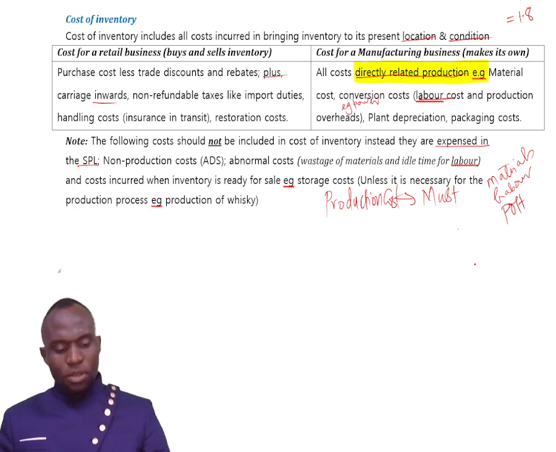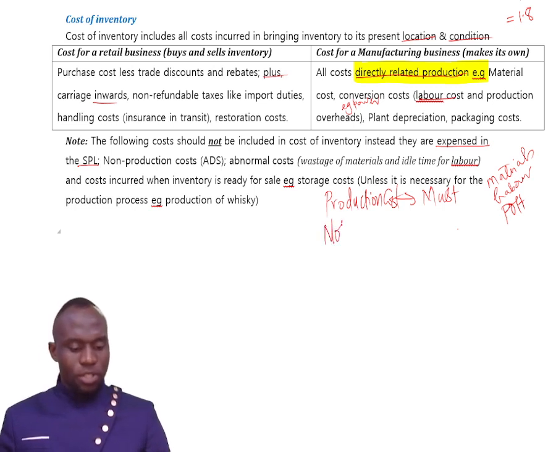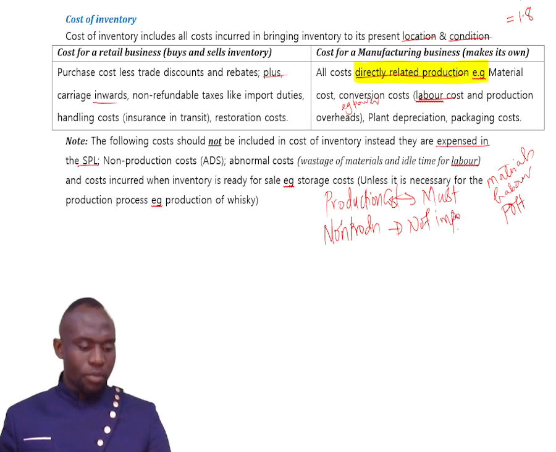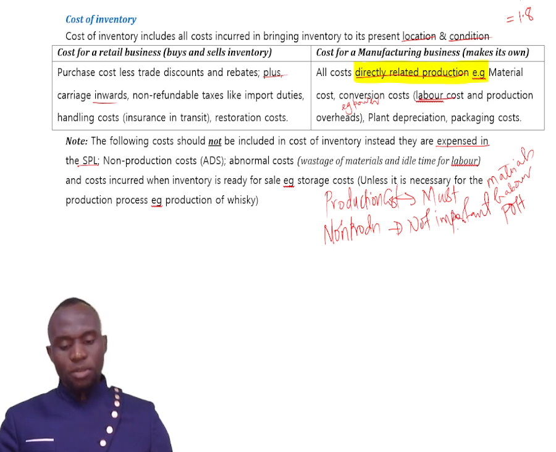Non-production costs are costs that are not important for production. For example, we need administrators, we need managers, but even if we don't have managers, we can still produce. Then after production, we need to sell and distribute the products.